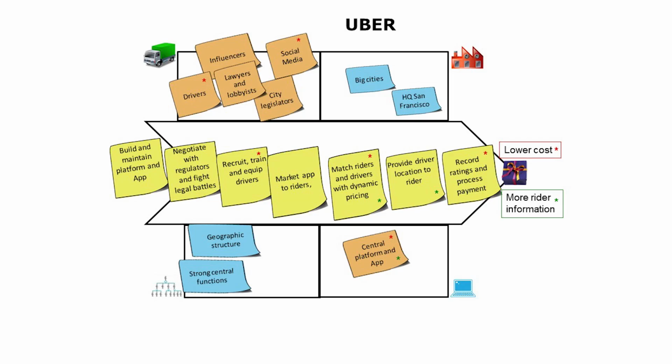Here is an operating model canvas for Uber. Now you can see this is a document with a lot of post-it notes stuck on it. And the core thought here is, what's the value proposition that Uber is trying to deliver and what is important about its operations for delivering that value proposition.